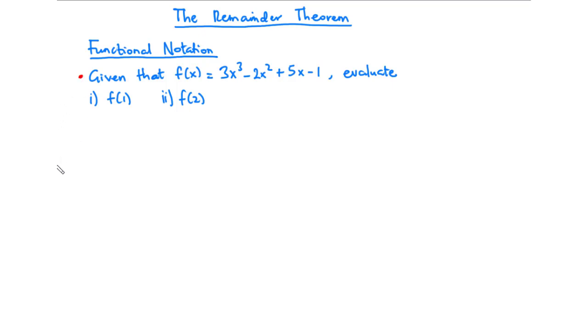Given that f of x is equal to 3x cubed minus 2x squared plus 5x minus 1, we are going to evaluate (i) f of 1, and then (ii) f of 2. Okay, so let's do this together. To solve for f of 1, we are going to substitute the value of 1 into f of x. So wherever we see x, we are going to replace that with 1. So now let's find f of 1.